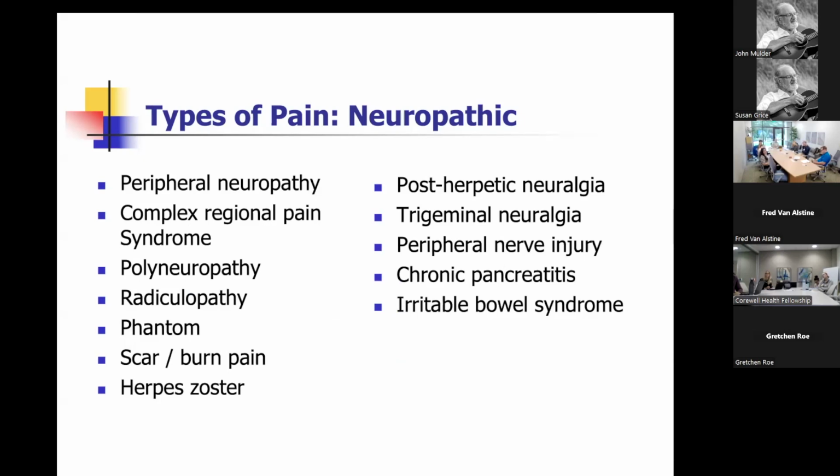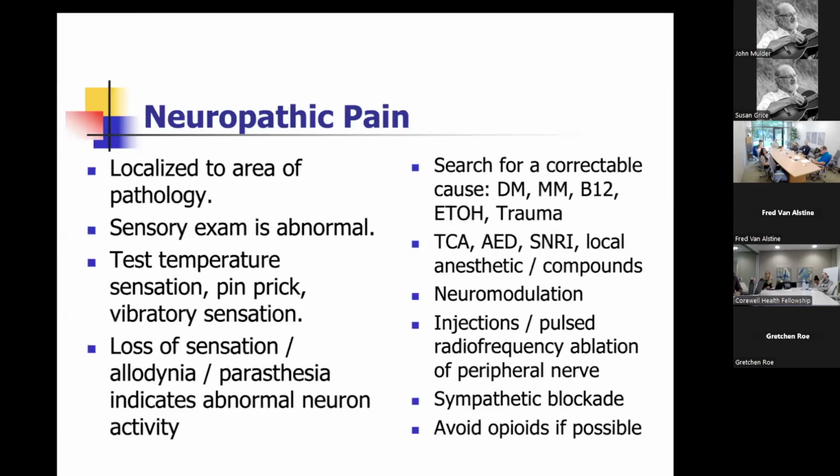So again, with neuropathic pain, just as with nociceptive pain, it is localized to the area of pathology. But sometimes that area of pathology is somewhat challenging to understand. Sensory exam typically is abnormal in neuropathic pain. So you might want to think about temperature, sensation, and pinprick, adding those to your armamentarium of exams, which in neurologic exams, some people don't necessarily include automatically.